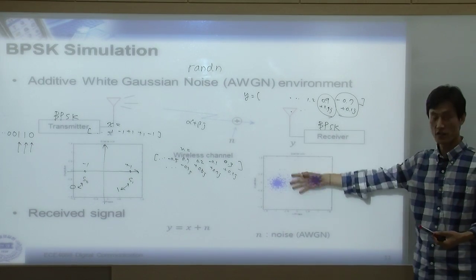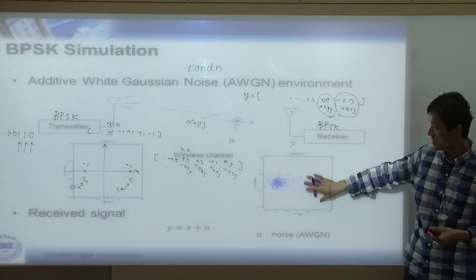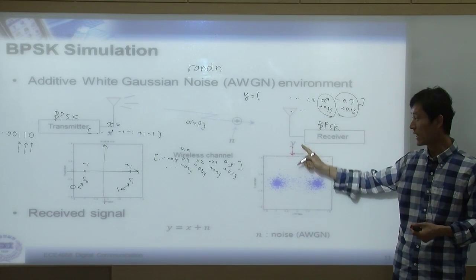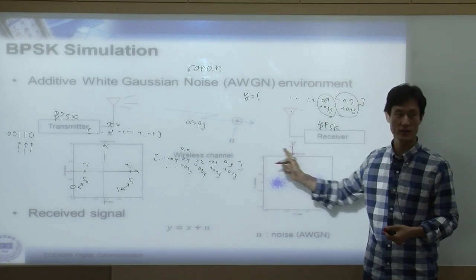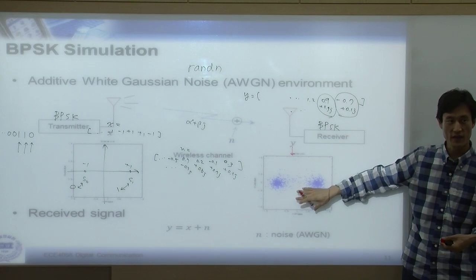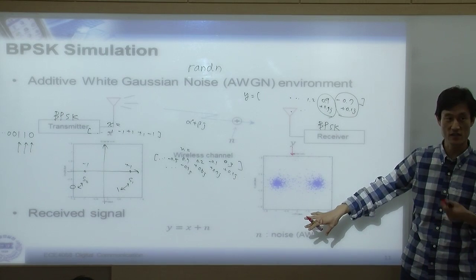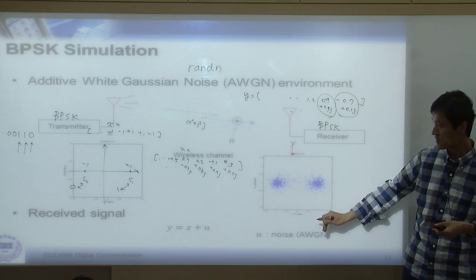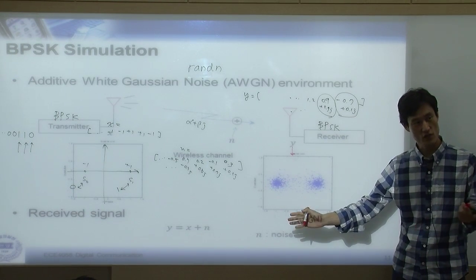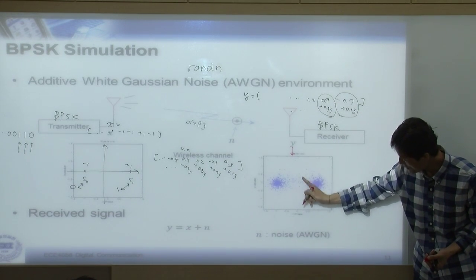So this particular picture is before making a decision. This is the plot of y. Y looks like this. Y is x plus n, right? So you just directly plot the receive symbol. That's what you're going to have. Now the next thing to do is to make a decision. As I said, how do you make a decision? Cut it at 0, positive or negative. That's your decision.